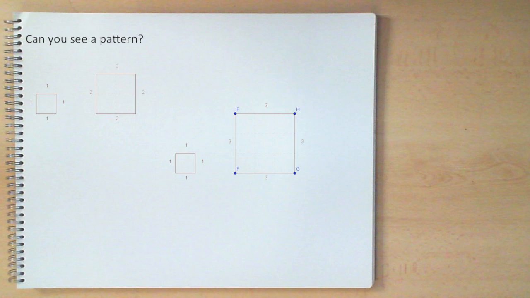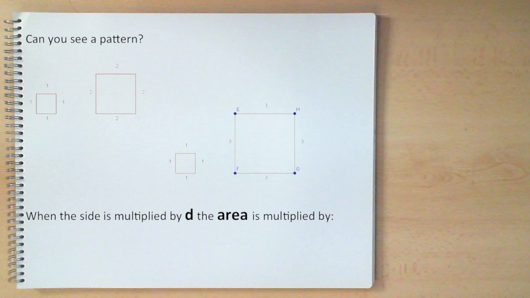factor is 9. So if we extend that, we can get to a stage where we can see that when the side is multiplied by d, i.e. the linear scale factor is d, the area scale factor is d squared. That shouldn't be too much of a surprise, really. So if the linear scale factor was 4, then the area scale factor would be 4 squared, which is 16. If the linear scale factor was 10, then the area scale factor would be 10 squared, which is 100, and so on.